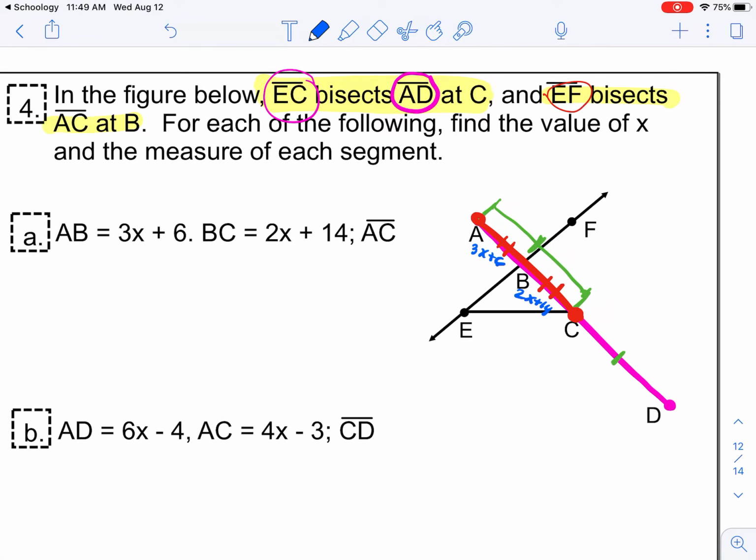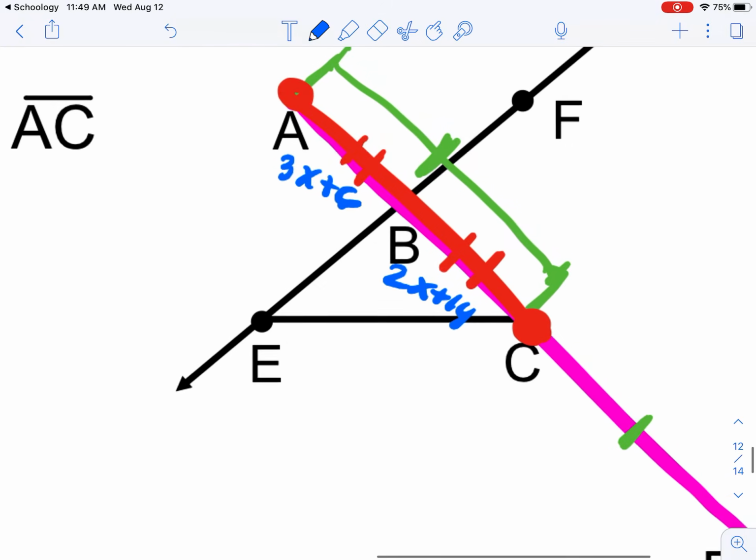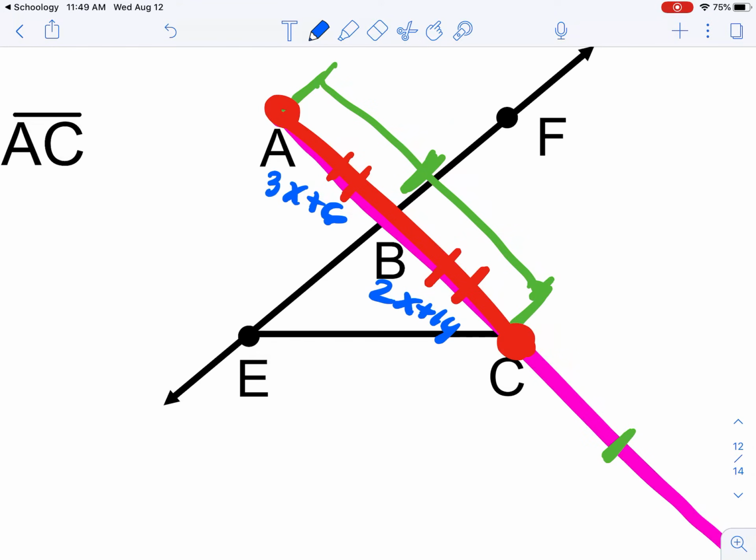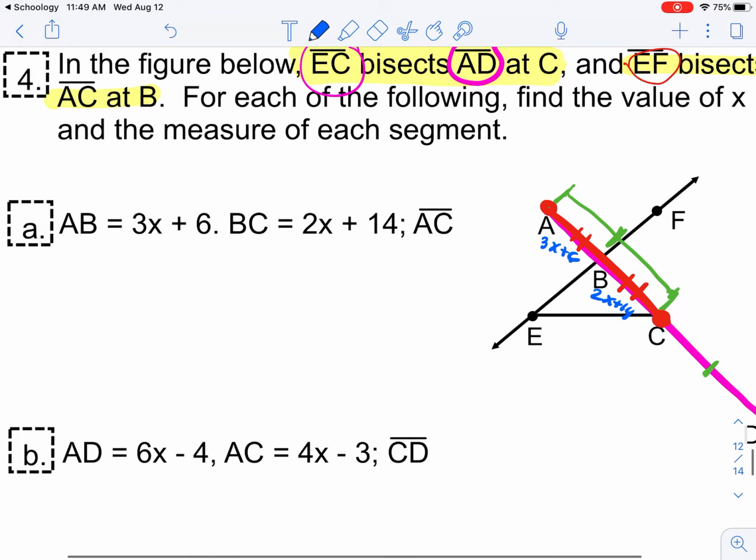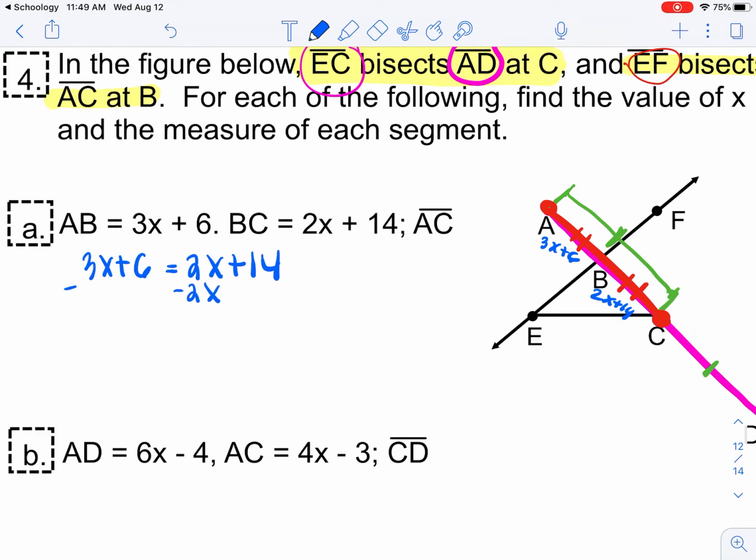First off, always worry about finding X first. How can I find X with this given information? Well, if you look, they both have red tick marks. That means that those 2 pieces are congruent, which means they're equal. So to solve for X, I can set them equal to each other. No like terms on the left, no like terms on the right. X is on each side, so I'm going to subtract 2X from both sides. I have x plus 6 equals 14. Subtract 6, x equals 8.